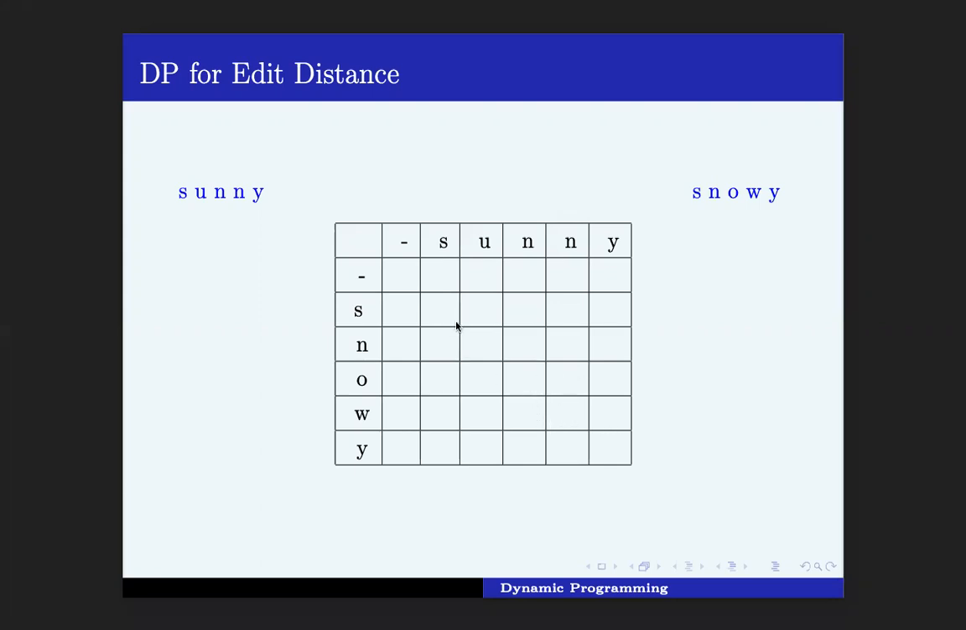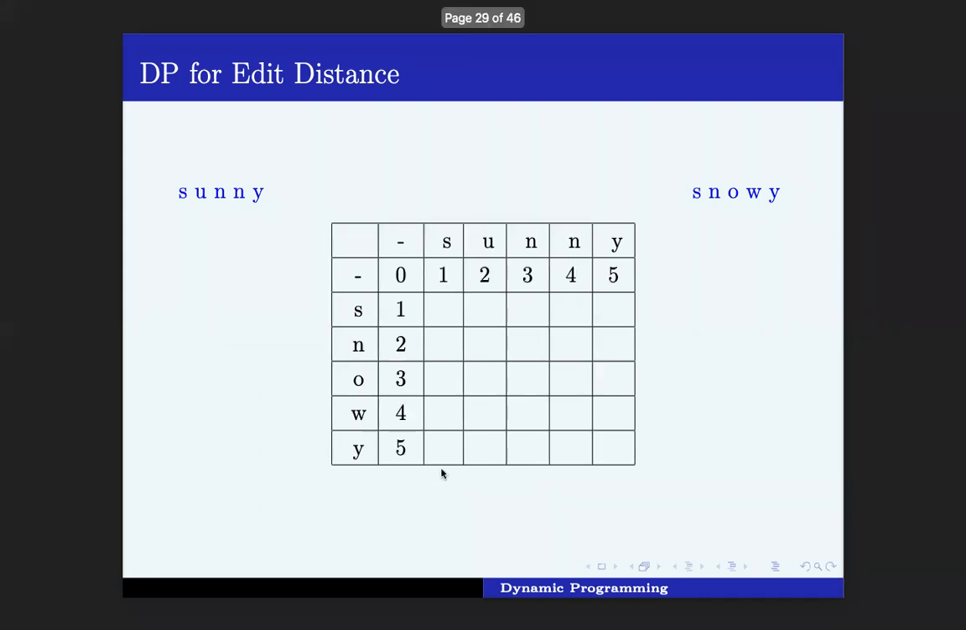Now think of filling it up. How can you fill it up? Can you fill this one up right now? Of course not, because I don't know any of these. I have to start from somewhere. The best place to start is these two lines. I know that if I have nothing, then I have to add S. Similarly, if I have SUNNY, I have to add all of SUNNY, so it will be 5. And similarly over here, if I have SNOWY and I have to make it into an empty string, I have no option but to delete all of them. So I have got these two.